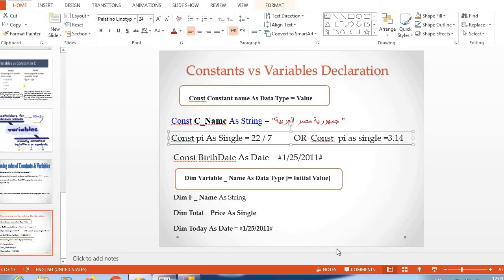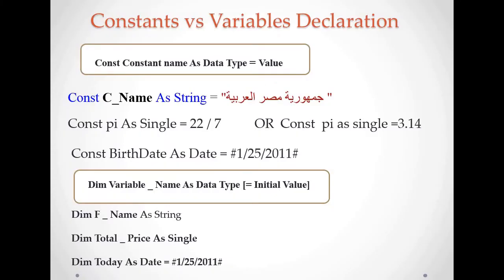Welcome back, prep 3, to our second lesson in our programming language, which is Visual Basic .NET. Let's start with the declaration of the constant and the variables.